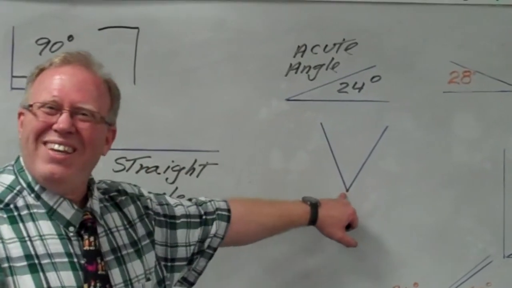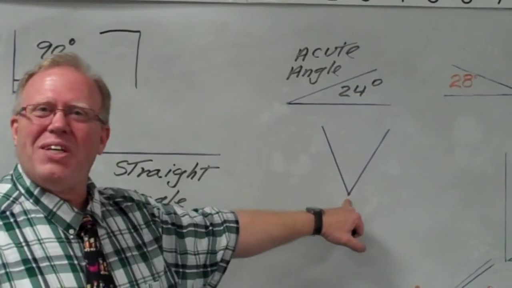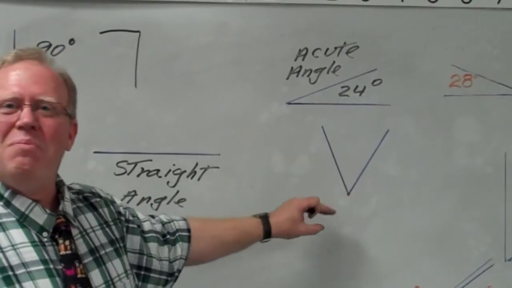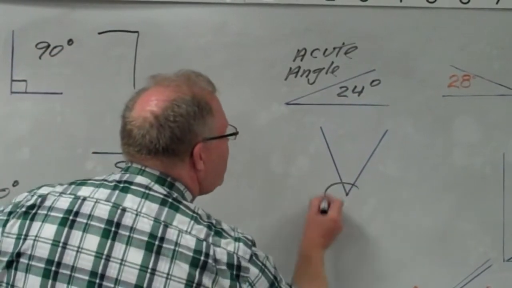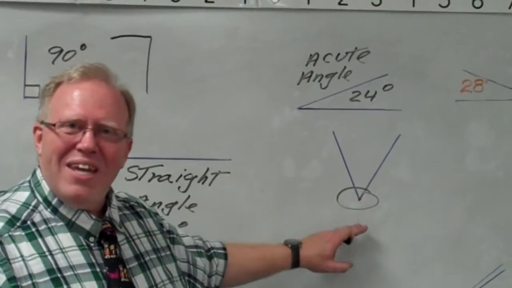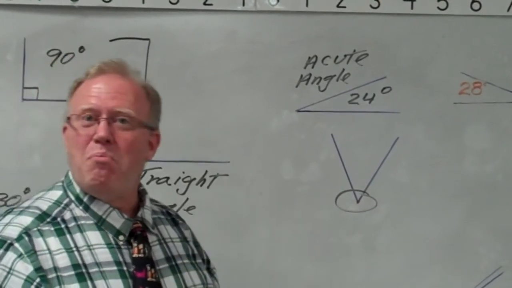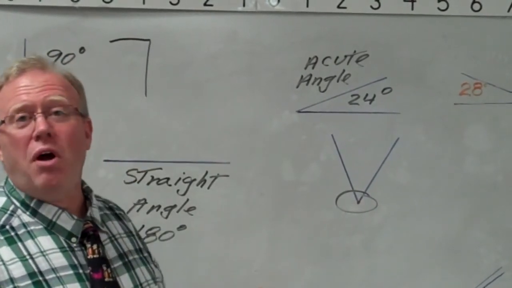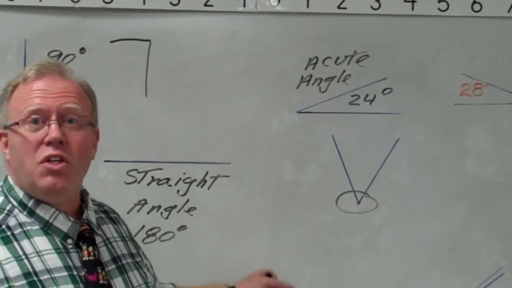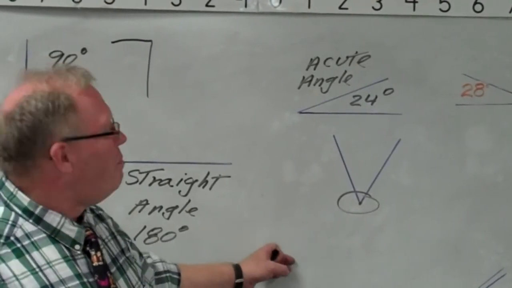You see that red dot? Oh my gosh, remember I said the vertex? That's the vertex right there, where two rays come together and they share the same endpoint. That is the vertex. So anytime rays come together and share an endpoint, that is a vertex. The plural of that would be vertices. So there might be more than one vertex on a particular item.